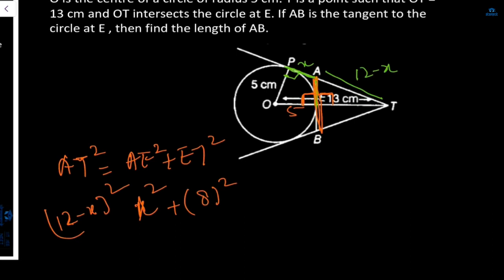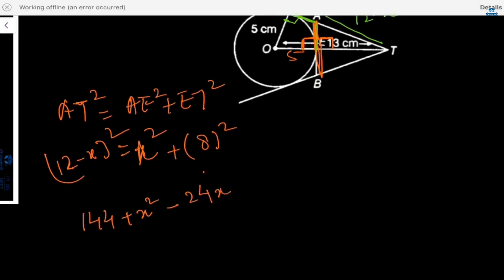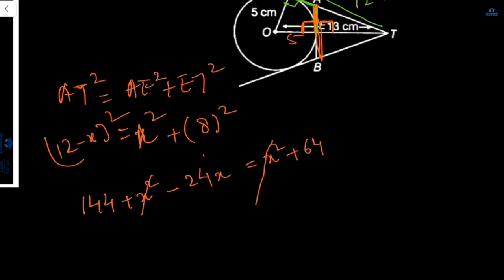So BE will also be the same. So AB will be BE plus AB. Did you understand? Yes, ma'am. If you solve this, 144 plus x square minus 24x is equal to x square plus 64. Ma'am, if we subtract 64 from 144, we would probably get 7, and it will be 7 minus 24x is equal to 0.